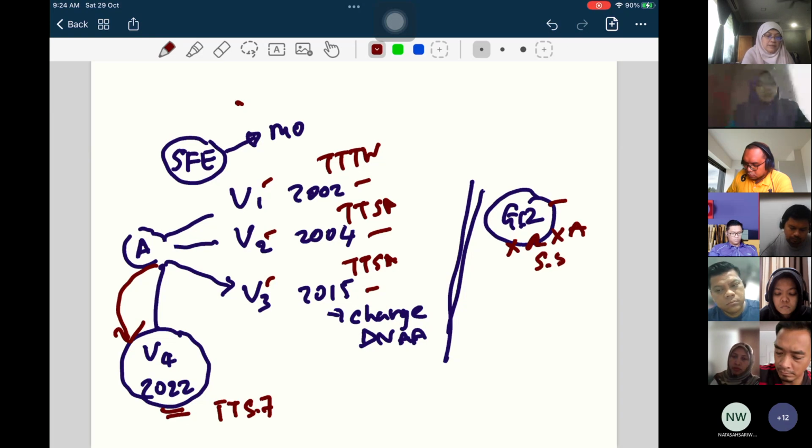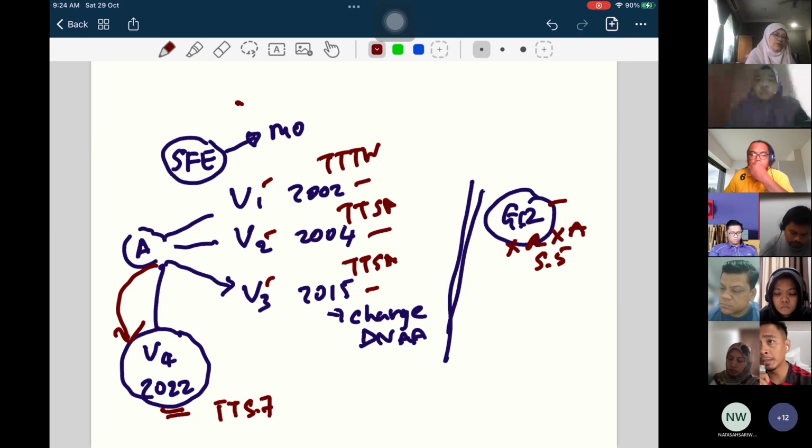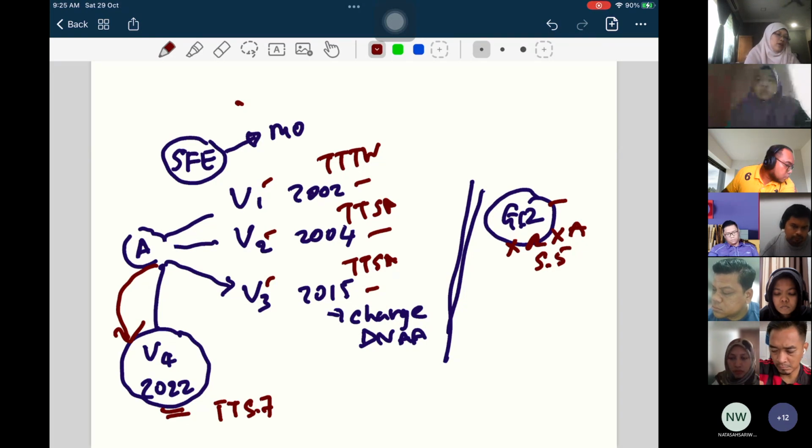Section 5. Section 5 kata you boleh bawa keterangan dekat mahkamah sekiranya dia related to the facts in issue or relevant facts. As a general rule, what transpired, what happened to V1, V2, V3 pada tahun yang lain, di tempat yang lain tak ada kena-mengena dengan V4. Betul tak? In the current case. So that's the idea.